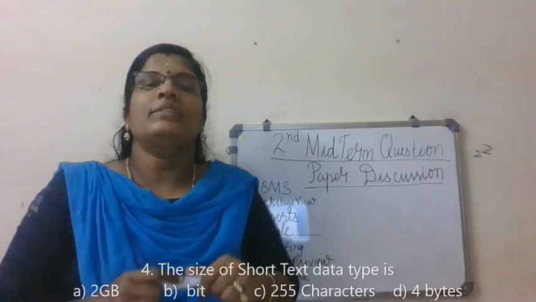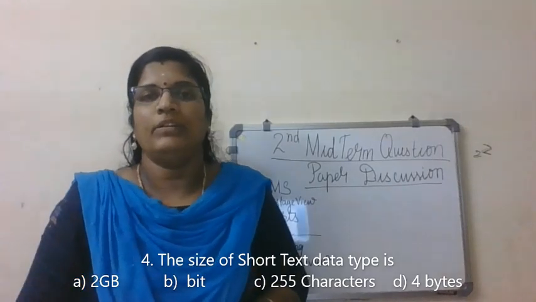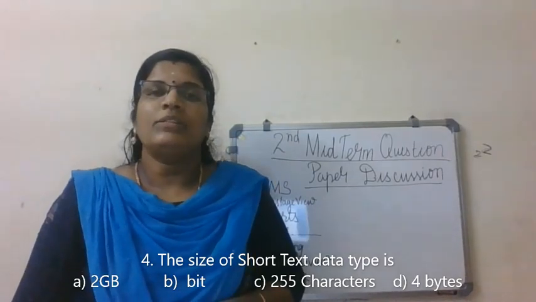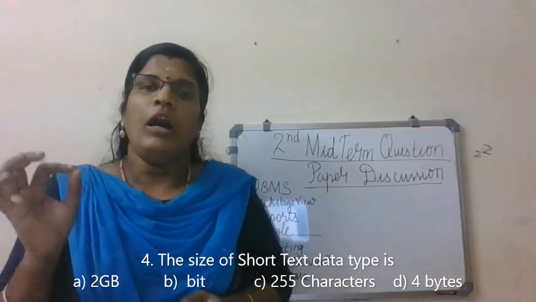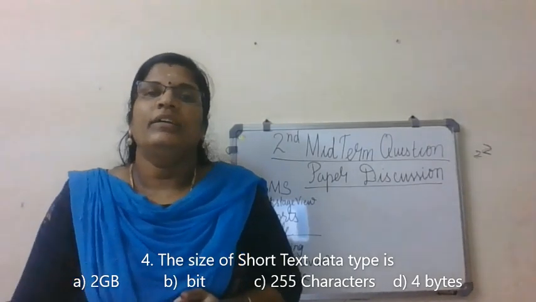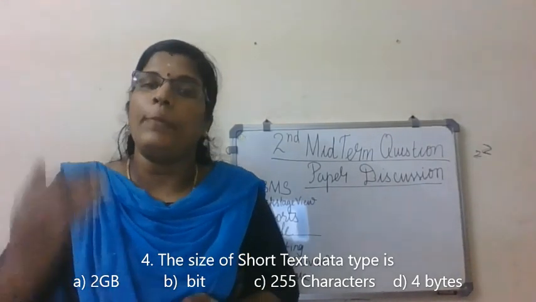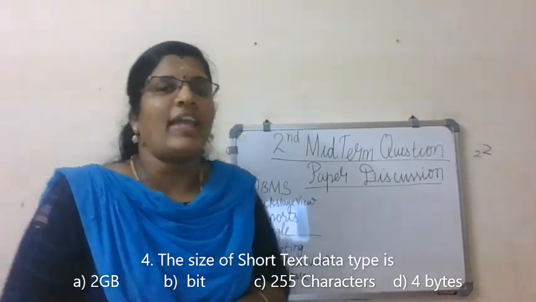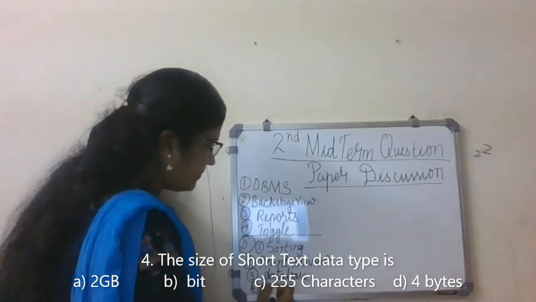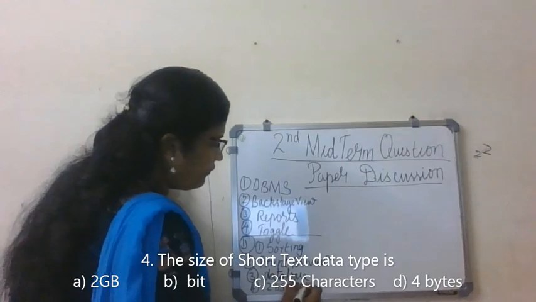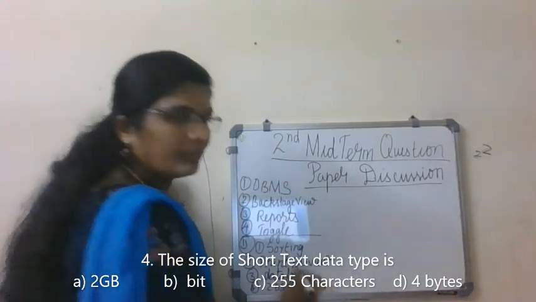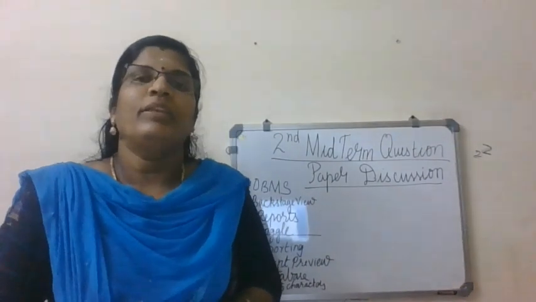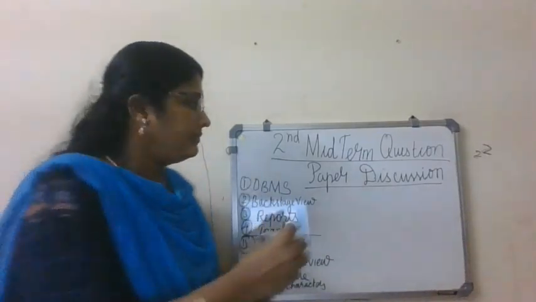Fourth one: the size of a short text data type. It's a type of data type, so what should be its size? How many characters can we write? The text can be up to 255 characters. So the fourth one answer is 255 characters. Got it? Okay. The next one, true or false?